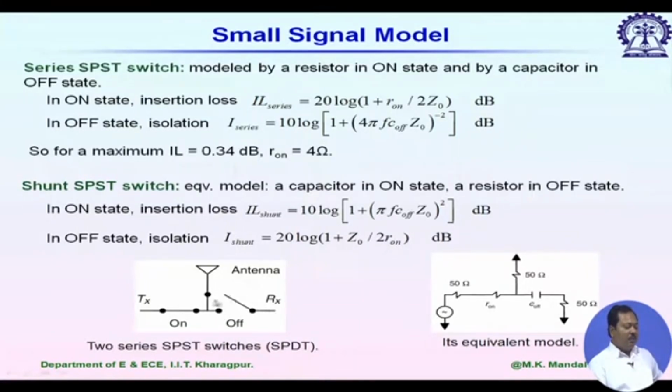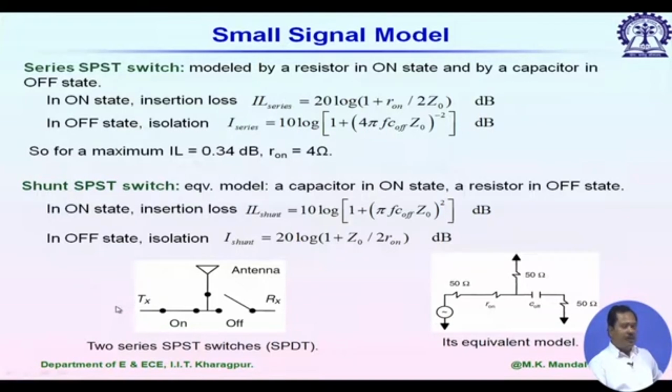So, depending on the switching condition, we can direct signal from transmitter to antenna or antenna to receiver, and this on the right hand side shows the simplified equivalent model. We are representing the on condition by R on and the off condition by C off, on the transmitter side.